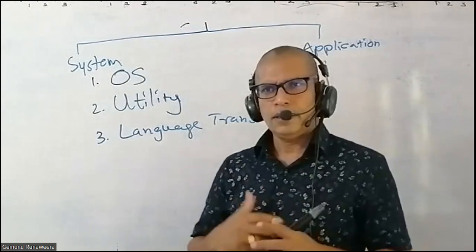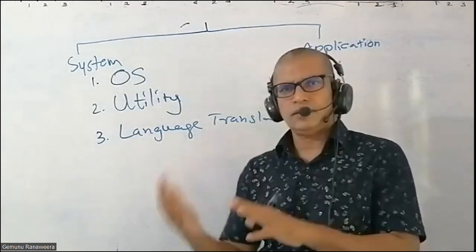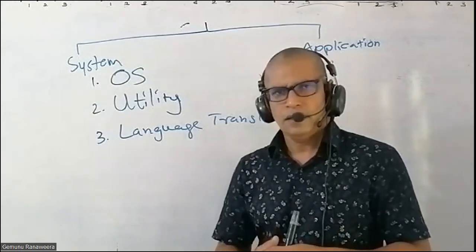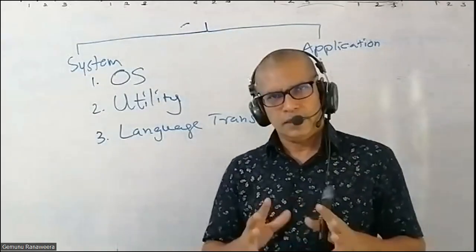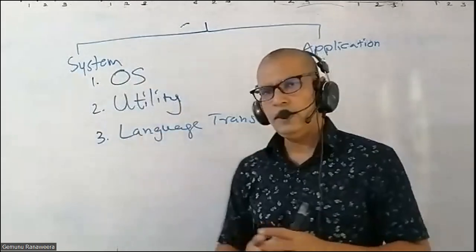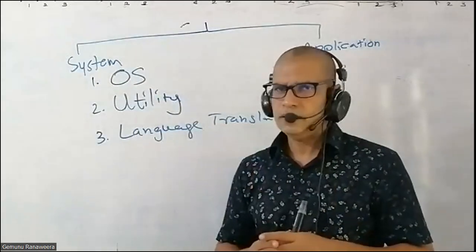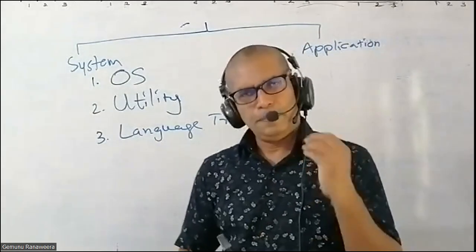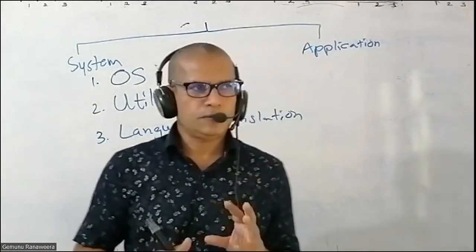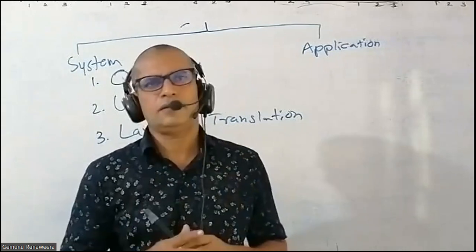So the computer program developed by us should be translated into the machine language. So the language translators are used for that purpose. So these are the three categories of the system software. And the application software, what are they used for? Application software are used for getting some specific tasks done.